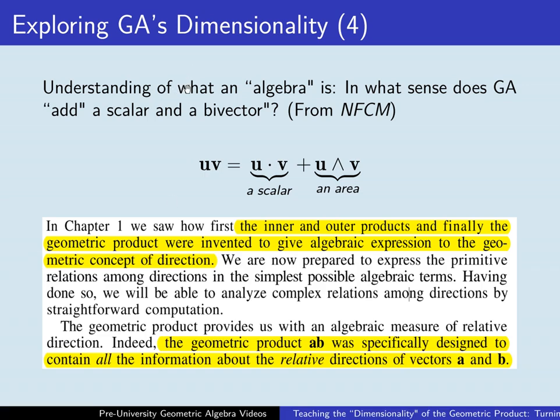So, understanding of what an algebra is. In what sense does GA add a scalar and a bivector? I'll just let you read this on your own here for just a moment or two.